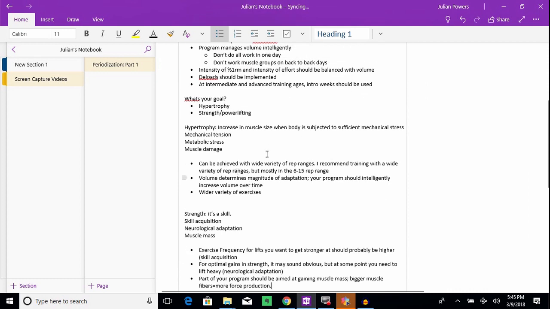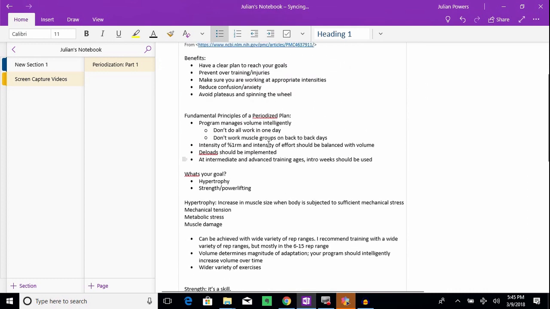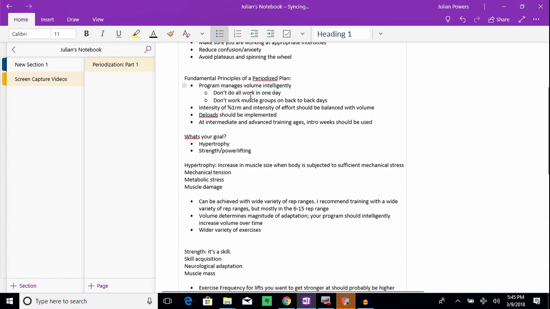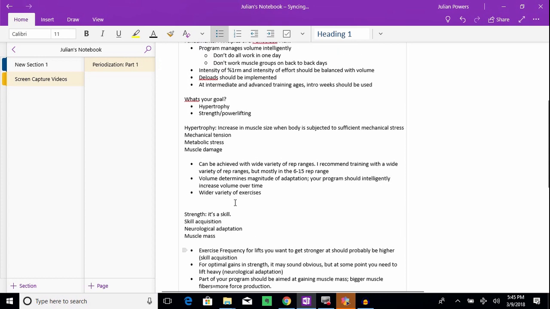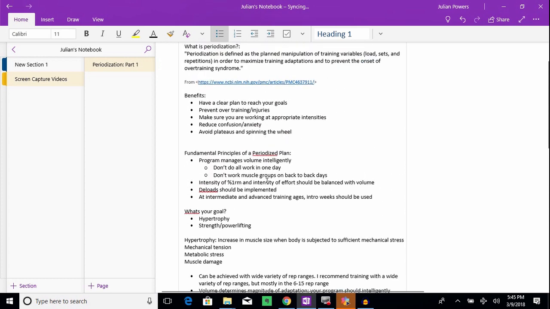And obviously all those will fall after the fundamentals from the principles of a periodized plan, which I went over at the beginning. If you guys have any questions, please post them down below. Again, I try not to make this too complicated. I'm trying not to go too in depth, but it's hard not to when this can be a pretty thorough topic.